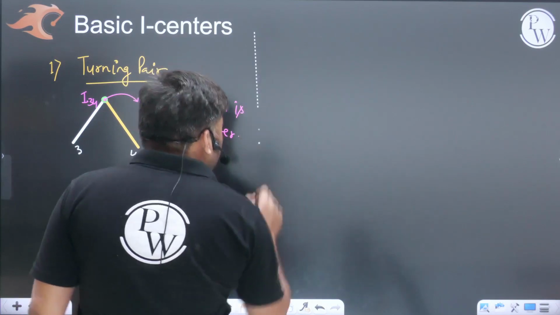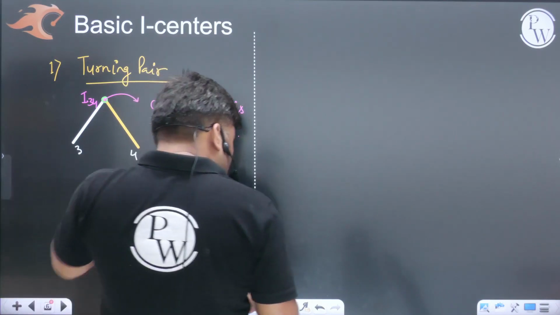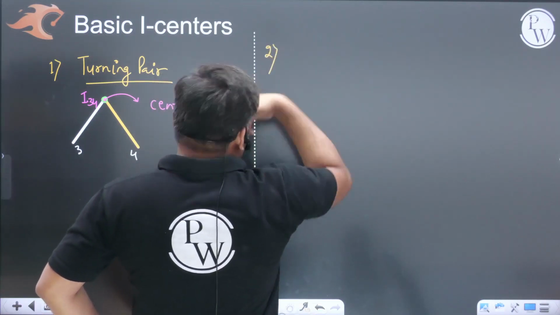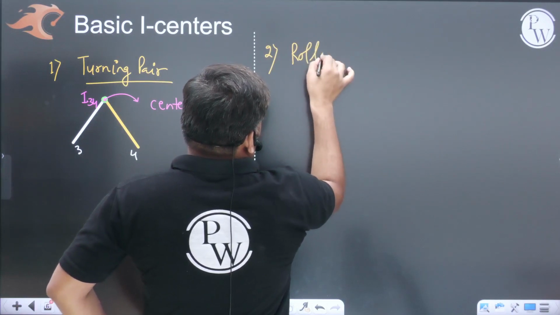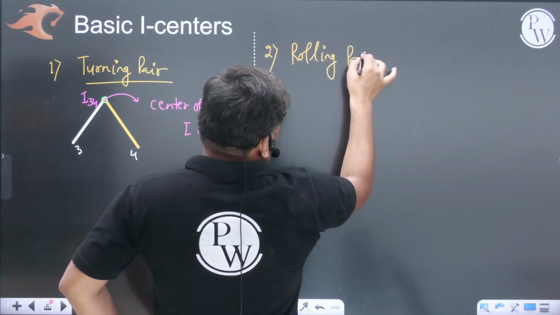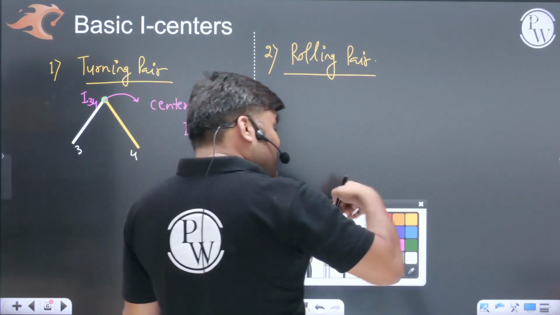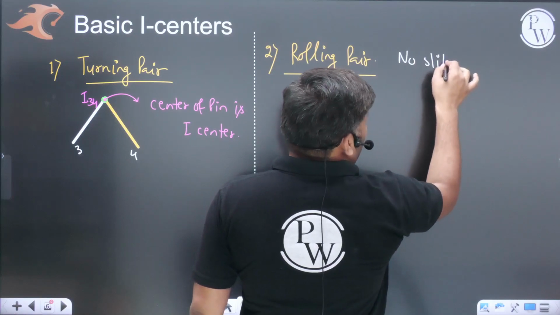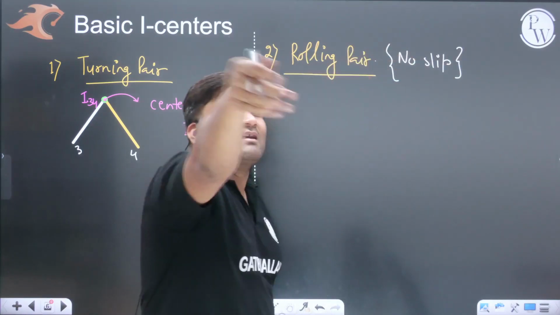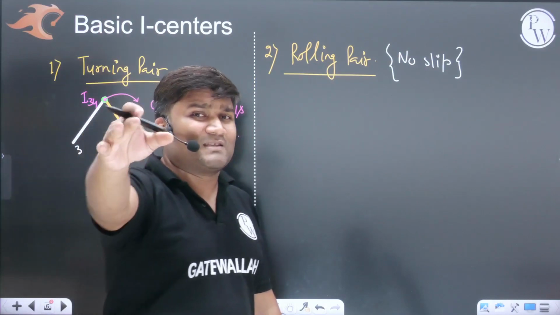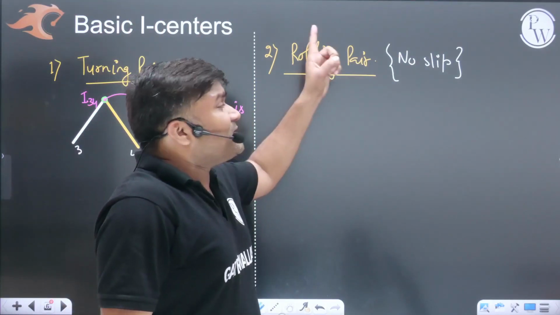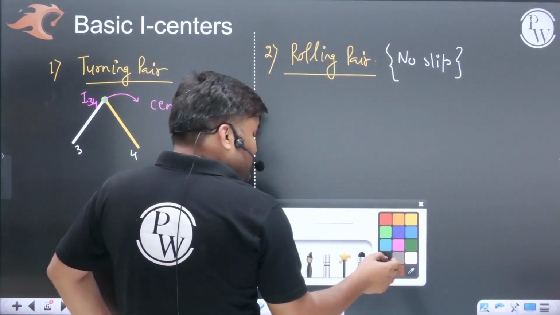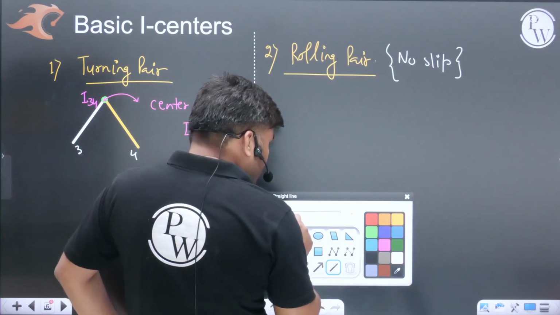Second thing. Careful. Second point, suppose you have a rolling pair. Keep in mind, when I say rolling pair, it means there should not be any slip. If slipping is happening, then you have to find the location of the I-center again from scratch. But if there is no slip, in that particular situation, where will the location of the I-center be? Let me tell you.